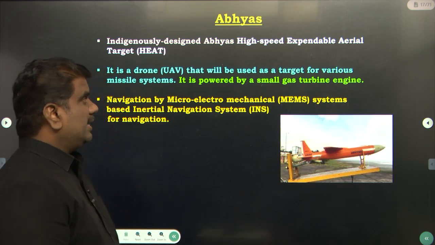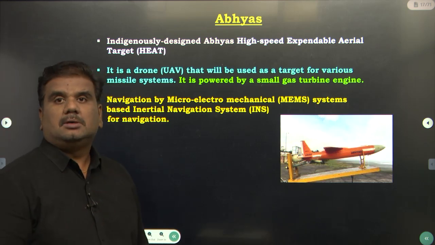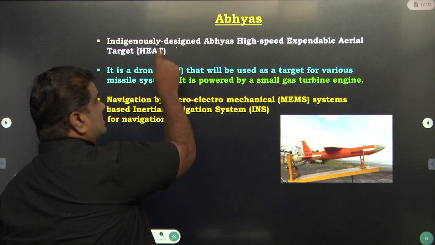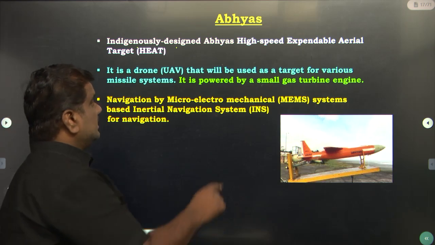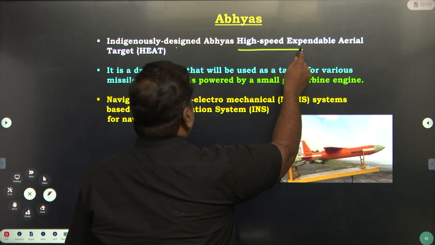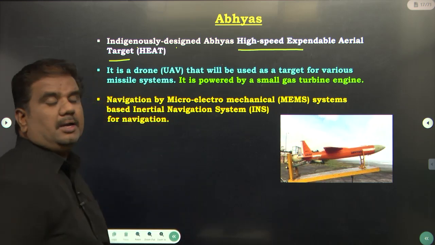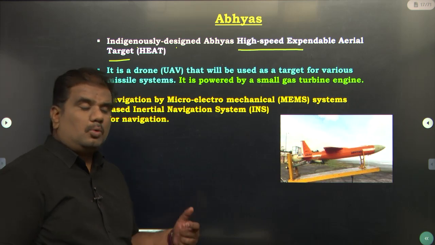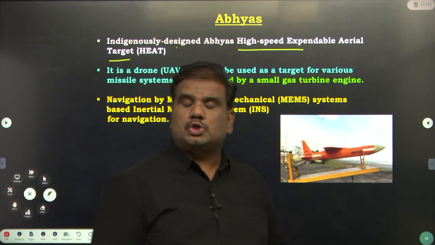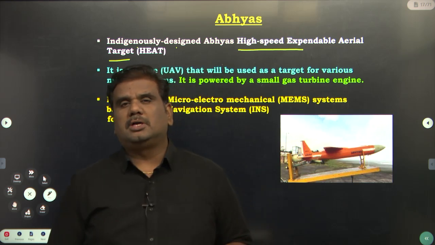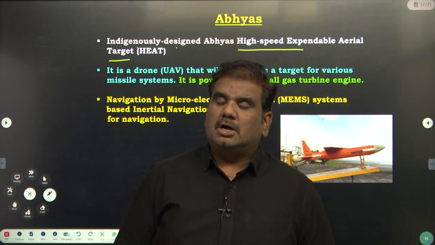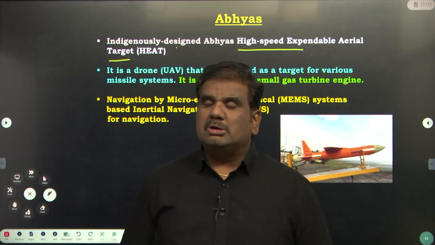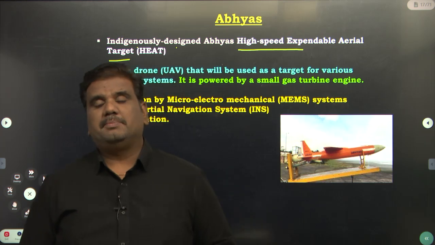Then moving on to the next one, that is Abhyas. So what is this particular Abhyas? Abhyas is an indigenously developed high-speed expendable aerial target. Now, when you talk about Trishul, when you talk about Akash, these are surface-to-air missiles. At the same time, when you talk about Astra, it is an air-to-air missile.